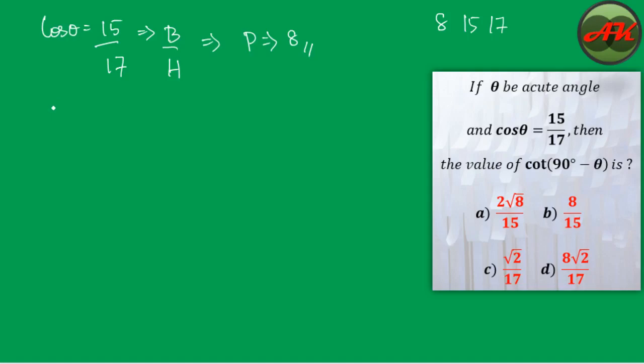So they have asked for cot 90 minus theta. We know that cot 90 minus theta is tan theta. Tan theta is perpendicular by base. So here 8 by base is 15. So the answer is 8 by 15.